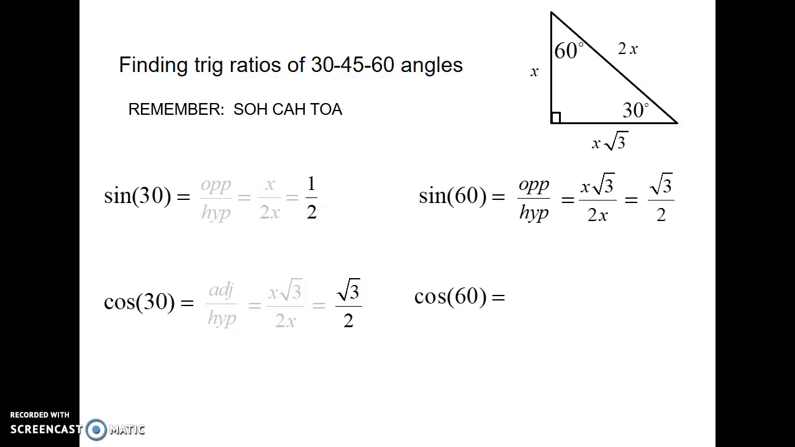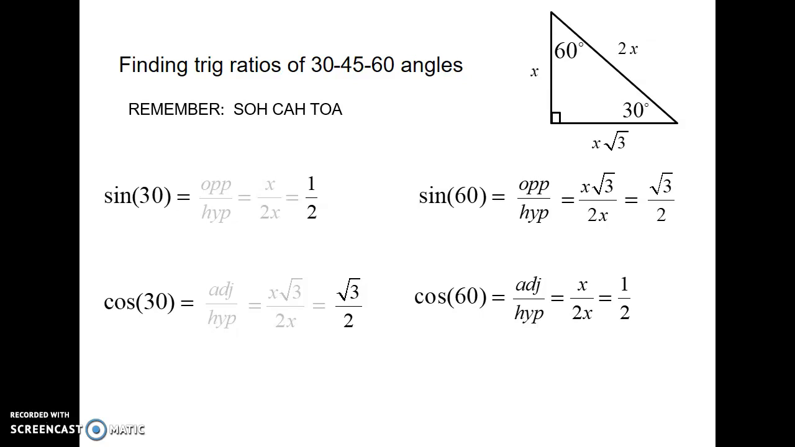And then the cosine of 60, do the adjacent over the hypotenuse, which gives us x over 2x. If we reduce that fraction, we get 1/2. You'll notice there's a relationship between sine of 30 and cosine of 60, and then cosine of 30 and sine of 60. They're the same numbers. Now, these numbers are going to be very important as we move on through this unit, so pay attention to those.